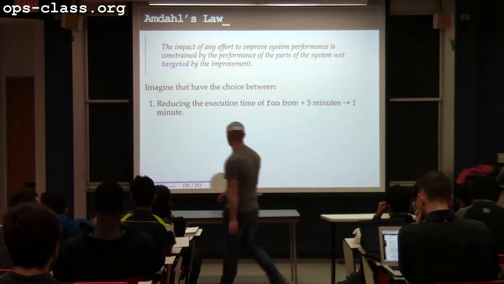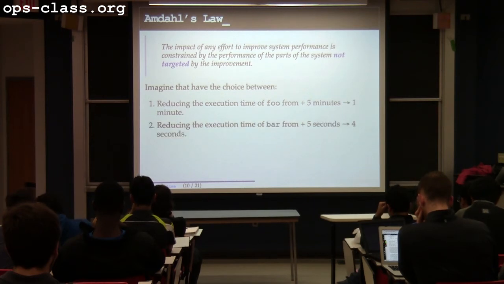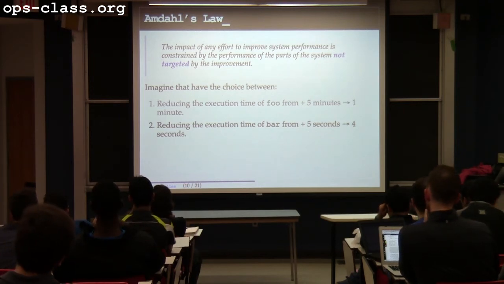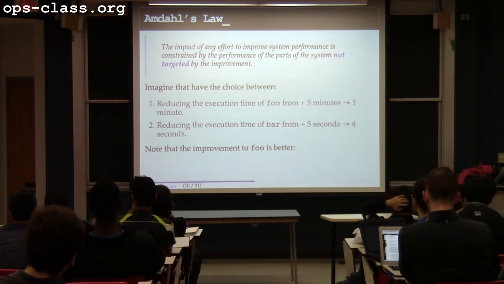So going back to our example, if I can reduce the execution time of foo from 5 minutes to 1 minute, or reduce the execution time of bar from 5 seconds to 4 seconds, what should I do? This is more obvious, right? What's that? Right. We're still stuck here. We still don't know what to do, right?